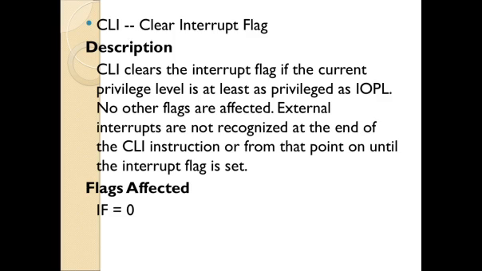CLI, clear interrupt flag. It will clear the interrupt flag value only if the privilege level of the current segment is less than or equal to the privilege level of input output, that is IOPL. No other flag is affected. External interrupts are not recognized at the end of the CLI instruction or from that point on until the interrupt flag is set. So if the interrupt flag is 0, it will mask further external interrupts. So the affected flag is IF and it's set to 0.